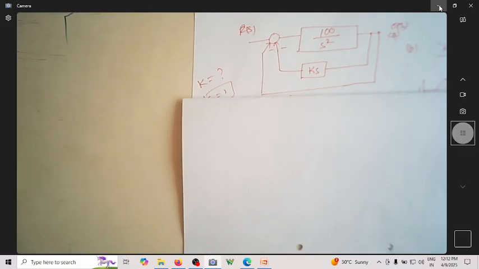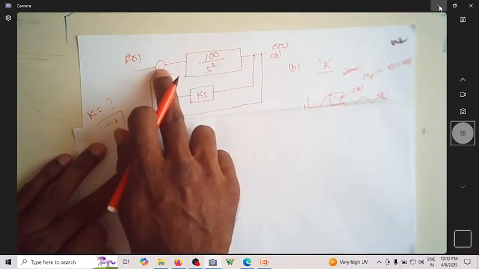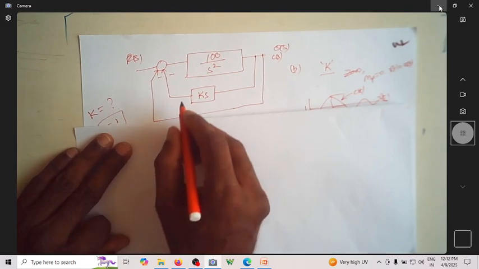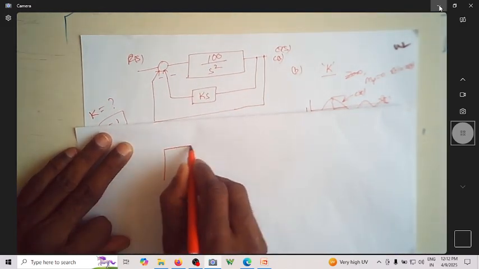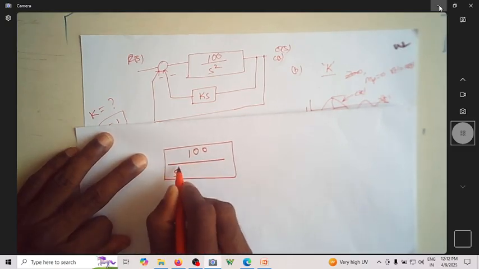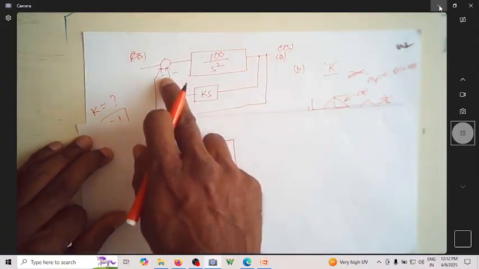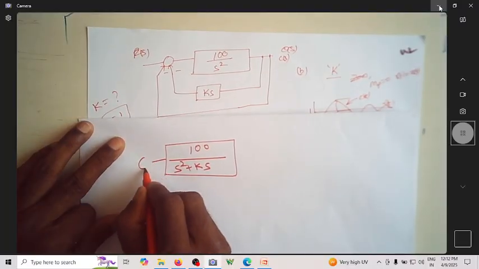You have a system having a transfer function. So let me write the modified transfer function. What you have is something like this. You can first reduce this. Can you see this reduction becomes like this? It is 100 divided by s square plus ks. So it is the reduction of that.